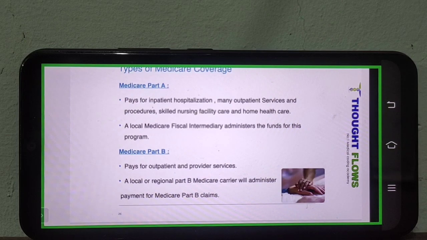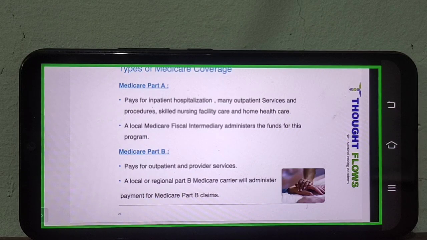So if I am going to meet a doctor in the hospital, but I am going to get OP service only, outpatient service only, but that outpatient service I am going to get in the hospital, at that time it will be covered under the policy of Part A. Part B is for the individual clinic of that provider. If a provider has their own clinic, and I am going to get the service from that provider's individual clinic, that comes under Part B.